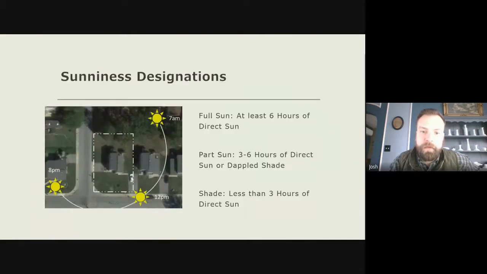You may hear full sun or shade thrown around quite a bit, but what does that actually mean? As a general rule, full sun areas have at least 6 hours of direct sunlight. Part sun areas have about 3 to 6 hours of direct sunlight. And shady or dappled areas tend to have around 3 hours of sunlight.